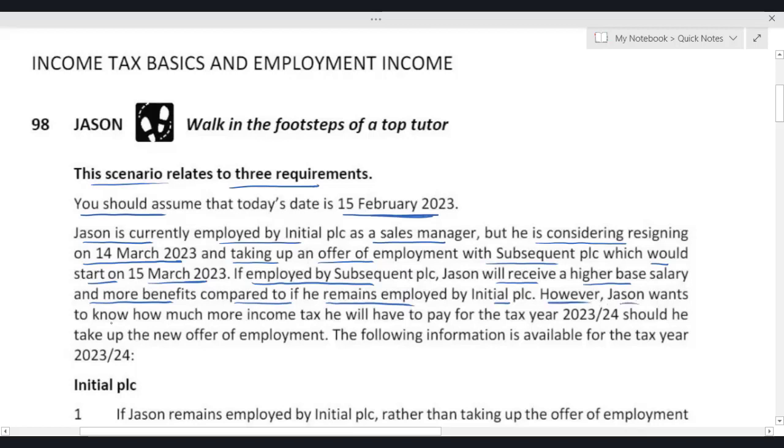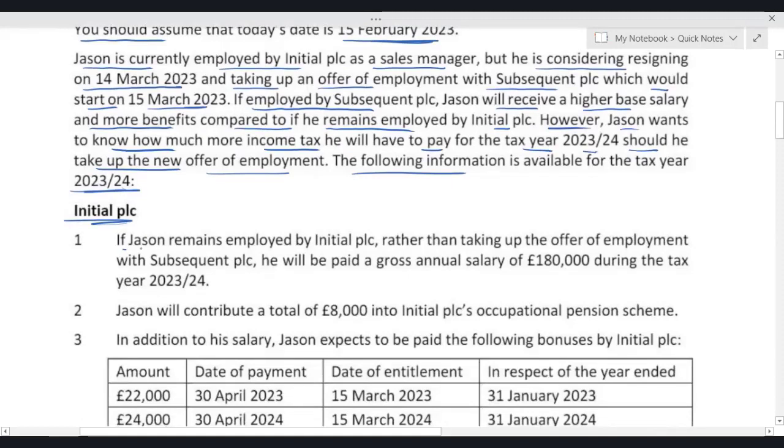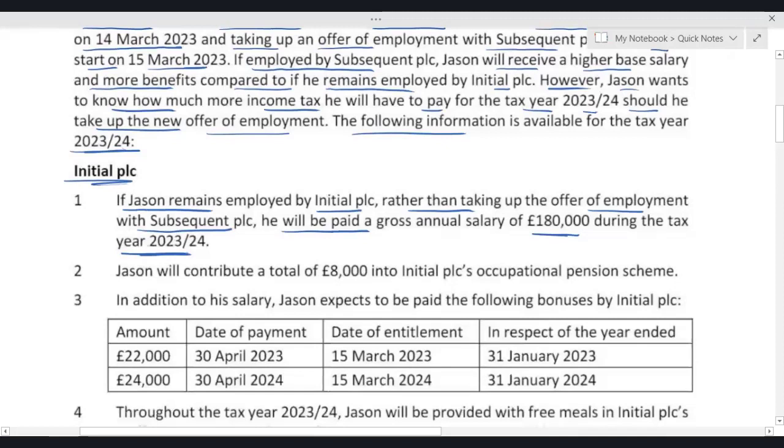However, Jason wants to know how much more income tax he will have to pay for the tax year 23-24 should he take up the new offer of employment. The following information is available for the tax year 23-24. Initial PLC, for which Jason is already working: if Jason remains employed by Initial PLC, rather than taking up the offer with Subsequent PLC, he will be paid a gross salary of 180,000 pounds during the tax year 23-24. It's a really big salary, so why Jason wants to leave this job, we have to see.